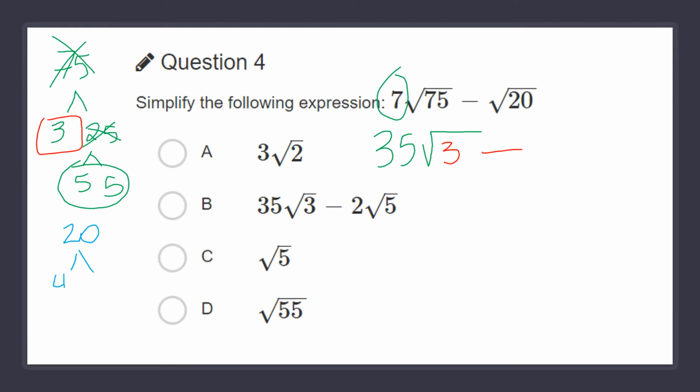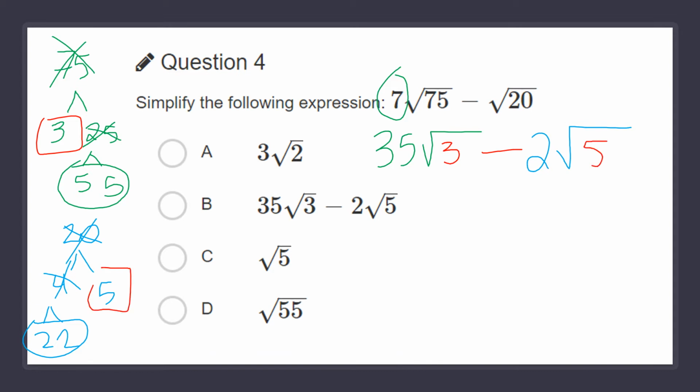20 is 4 and 5, and 4 breaks down to 2 and 2. So I've got a couple of 2's, which is going to go on the outside. There's no coefficient there, so it's just going to be minus 2 square root, and that single is a 5. So when we look at these, the radicands are 3 and 5. They are not like, so you cannot combine these together. So it will be just 35 root 3 minus 2 root 5, which is answer choice B.